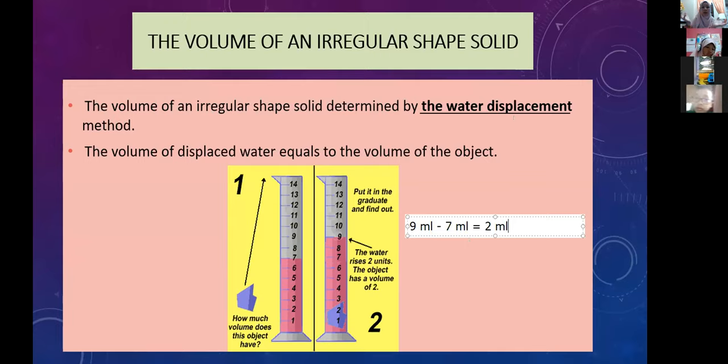Maksudnya bila kita letak something inside the bottle ke measuring cylinder, air dia akan naik. Okay, bila naik tu, that is equal to the volume of the object. Okay, most of you give me the correct answer. Very good. Okay, so next teacher will proceed to the next slide.